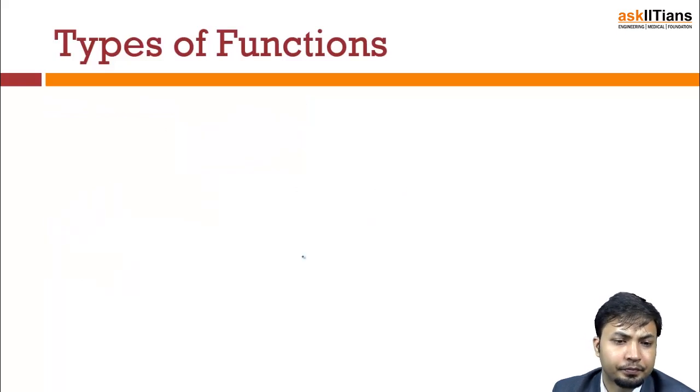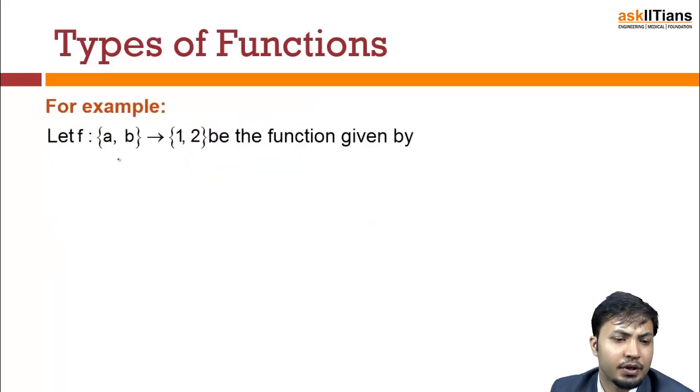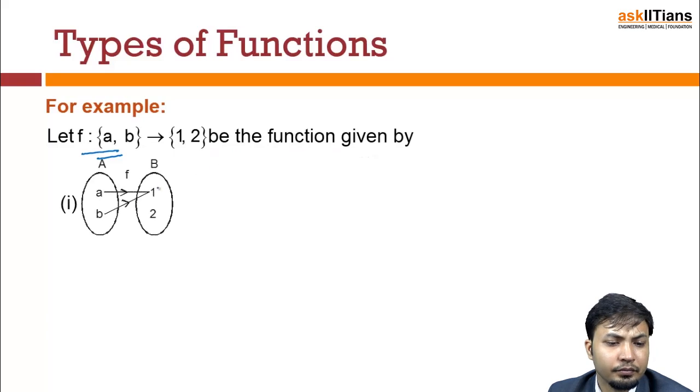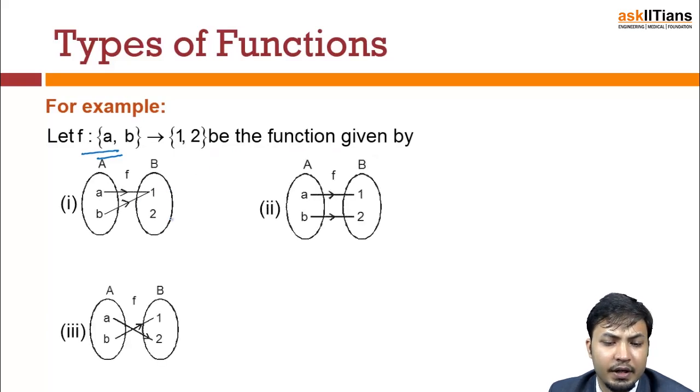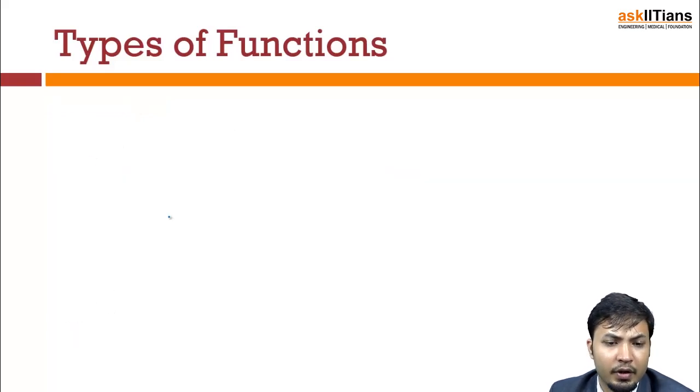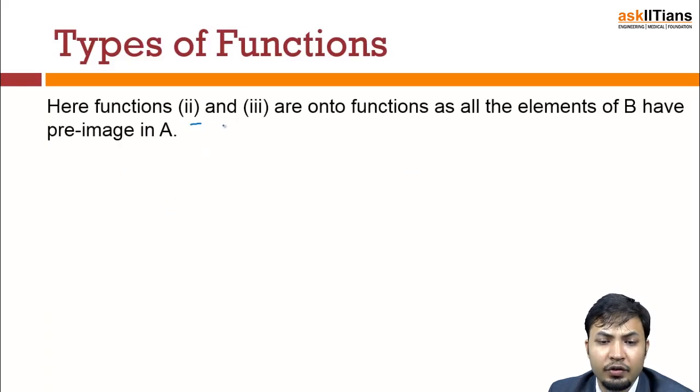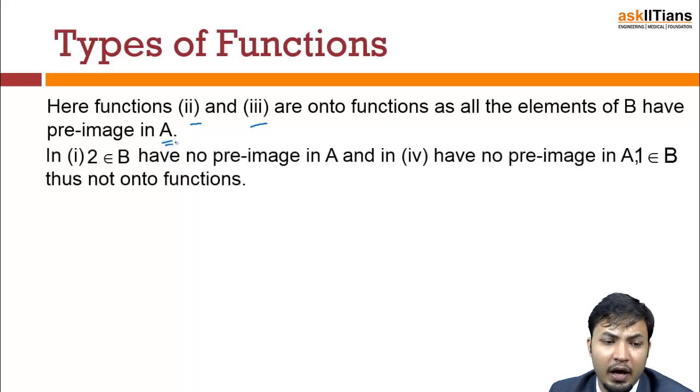Okay, now let's have a look at the example for this. For a function, let (A, B) for 1, 2 be the given function. Then I have these similar examples. Here 2 and 3 are onto functions as all the elements of B have a pre-image in A. How? In 1, 2 belongs in B but has no pre-image in A, and in 4, 1 belongs in B but has no pre-image in A, thus not an onto function.